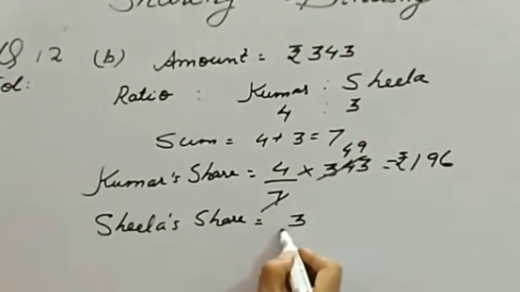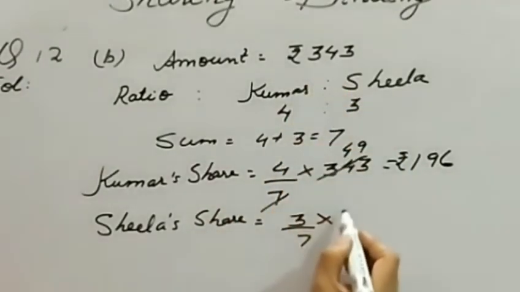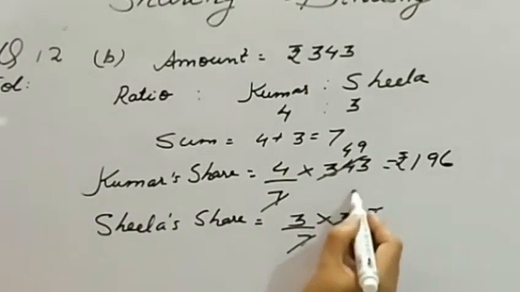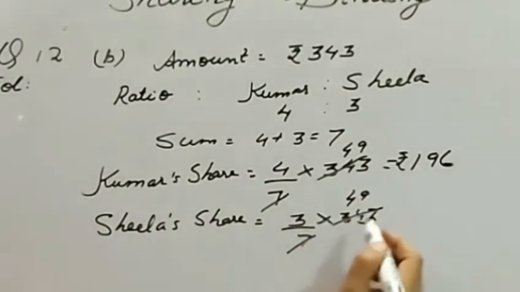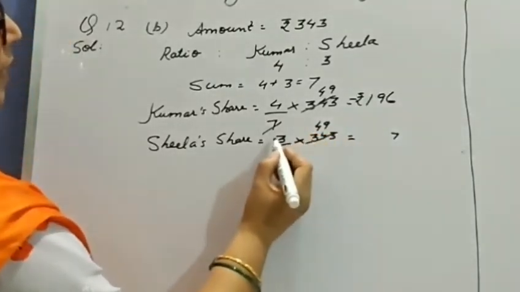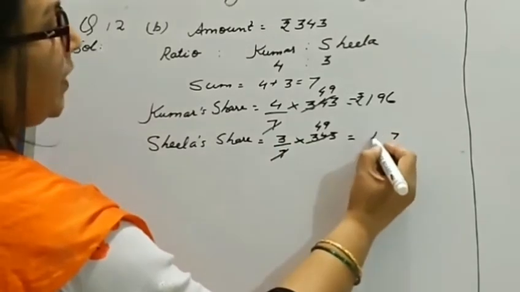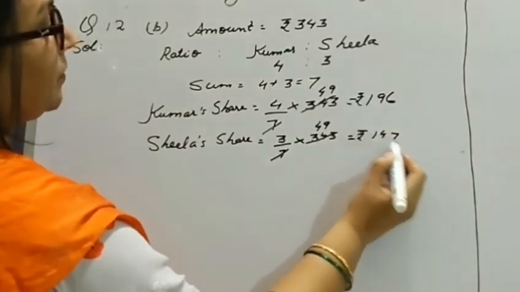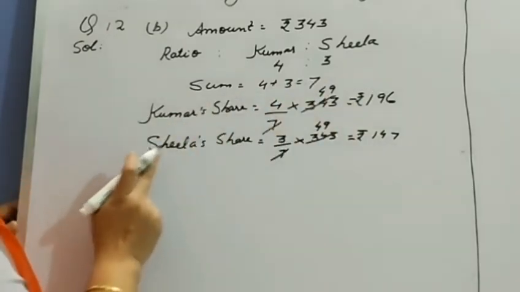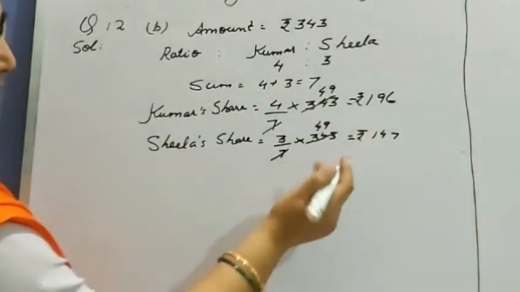3 out of 7 into 343. Again cancel, 49 times. 3 nines are 27. 7 down, 2 carry. 3 fours are 12 plus 2, 147 rupees. Therefore Kumar's share is rupees 196. Sheila's share is rupees 147.